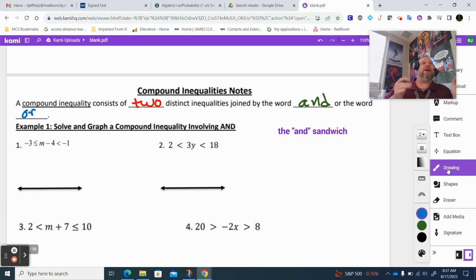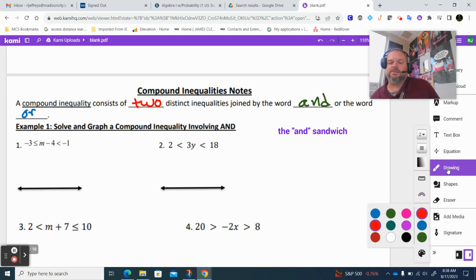Now, the reason why you name a sandwich not by the bread that it's on, but by what's in the middle. These are called and sandwiches because the and is actually right here in the middle of it. All right, so it's an and sandwich.